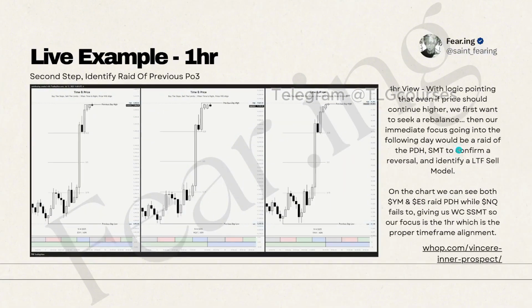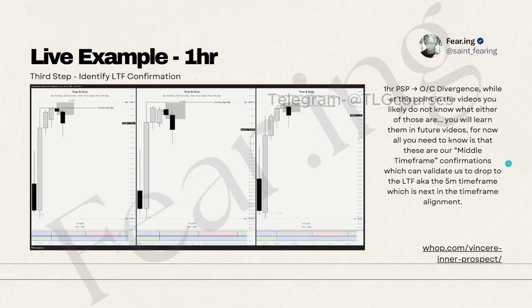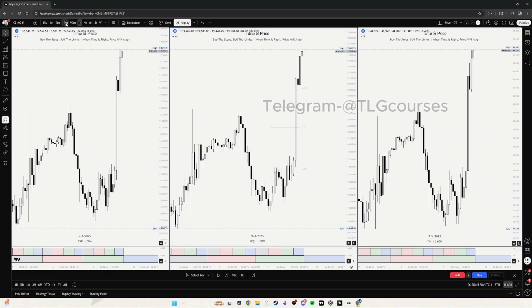On the 1 hour time frame, what do we have? Well, unbalanced range below us, we sweep the previous day high, aka a raid of the previous quarter's high, raid of the previous power of 3's high, whatever you want to identify that as, forming weekly cycle sequential SMT. On the 1 hour time frame, to confirm the weekly cycle sequential SMT, we can see that we form a 1 hour PSP alongside a 1 hour open close divergence, confirming the weekly cycle sequential SMT. And from that point, we could be looking for a rebalance of the range below us.